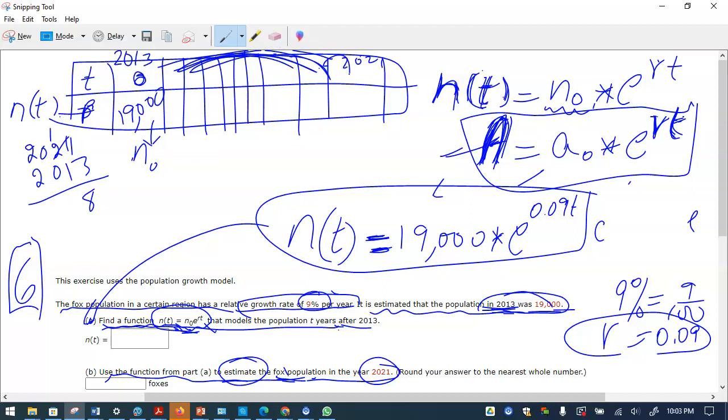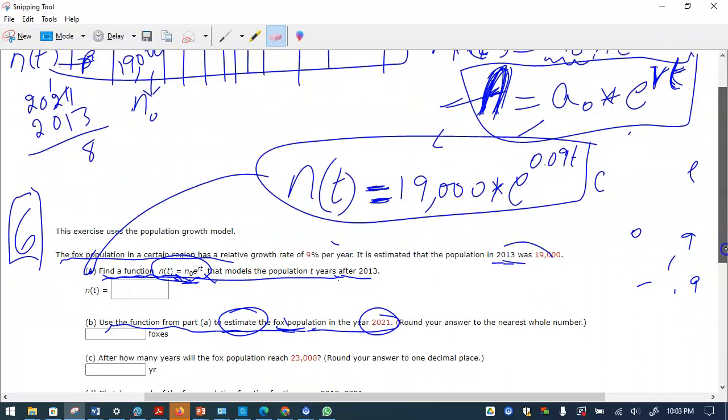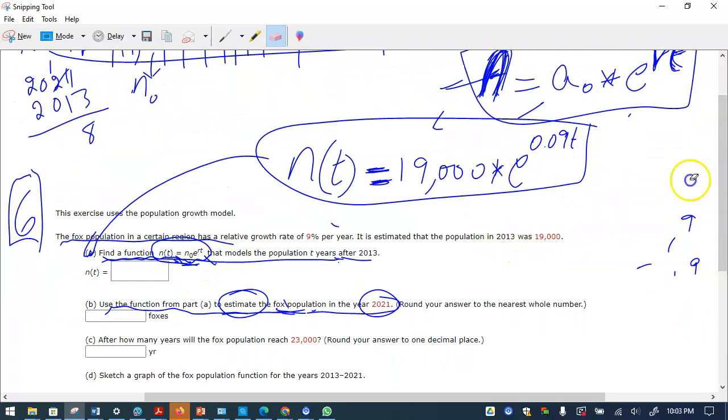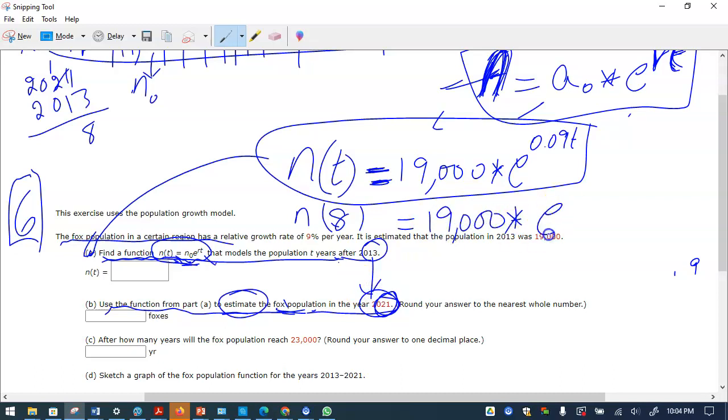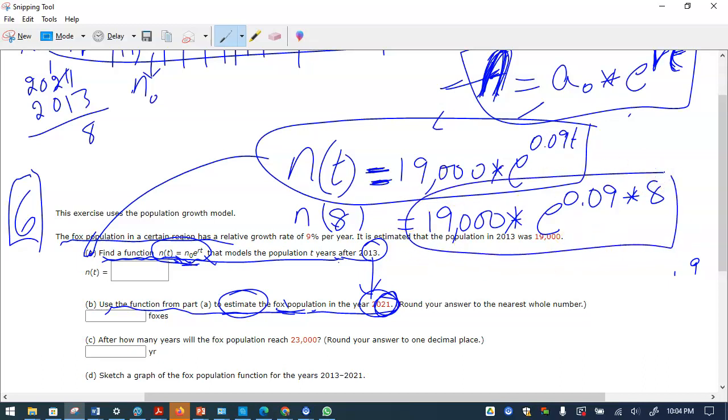So all you do is just plug in. Let's plug in for the second question. So 8 years have passed from 2013 to 2021. So 19,000 times e raised to 0.09 times 8. And all this you put in the calculator. So let's put this in the calculator and see what answer we get.